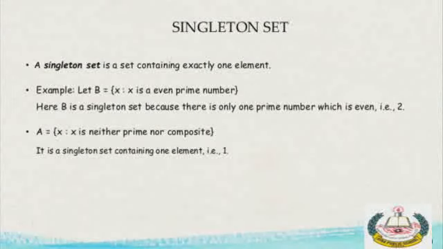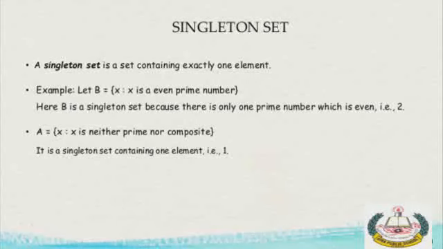Singleton set. A singleton set is a set containing exactly one element. For example, let B = {x such that x is an even prime number}, a number which is even as well as prime. Here B is a singleton set because there is only one even prime number, which is 2.